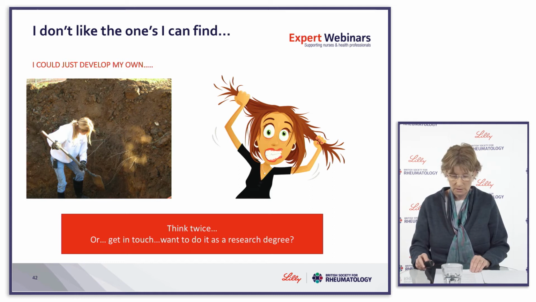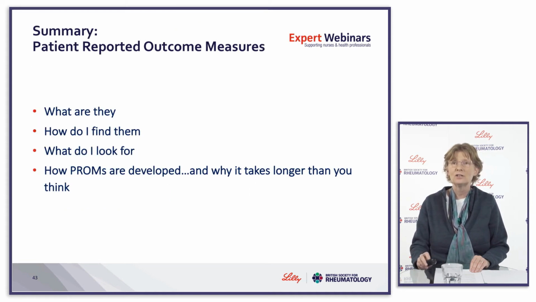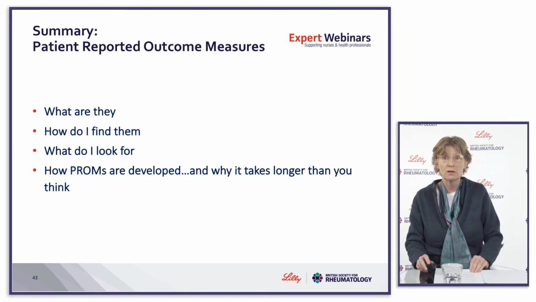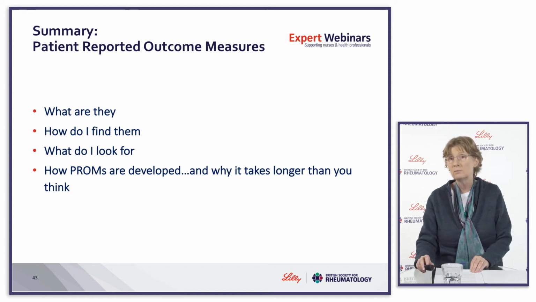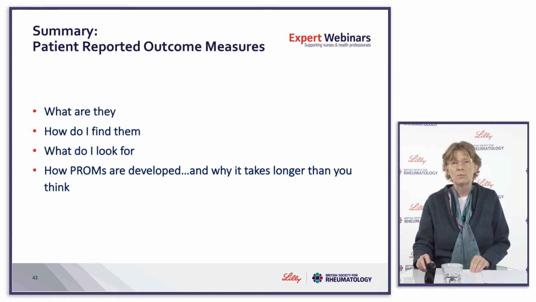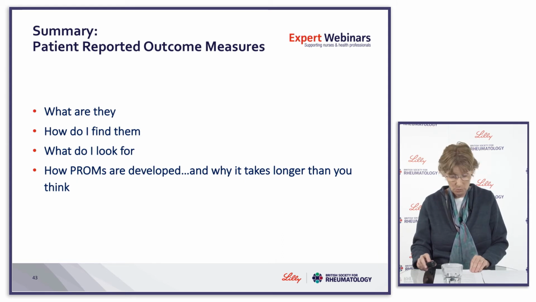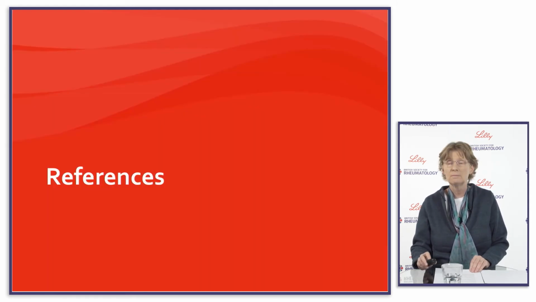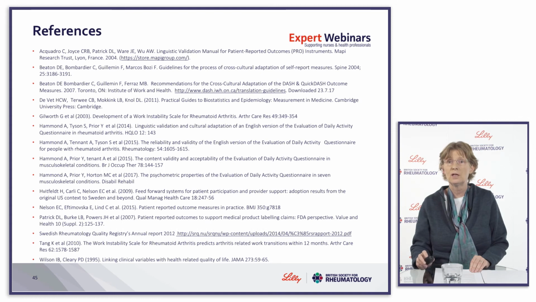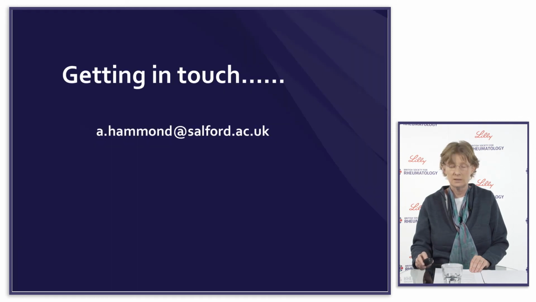So if you do decide to develop your own PROM, or you want to translate or change an existing one, it is a lot of work. Or get in touch. Would you like to do a research degree, or would you like to collaborate? So to summarise, what we've discussed is what are patient-reported outcome measures, how do I find them, what do I look for, how PROMs are developed, and why it does actually take longer than you think to make one up. And finally, I've got some references for you here on the slides.